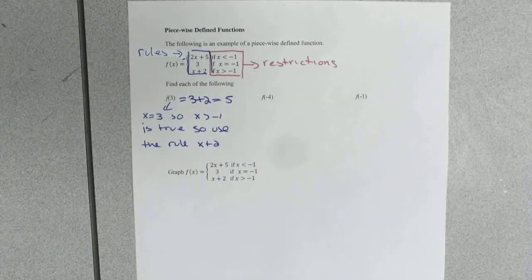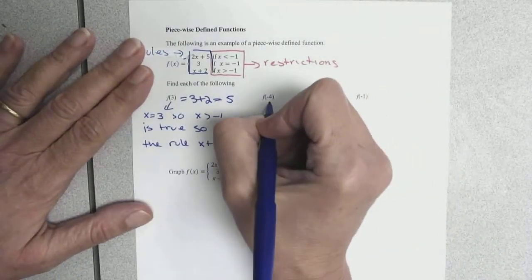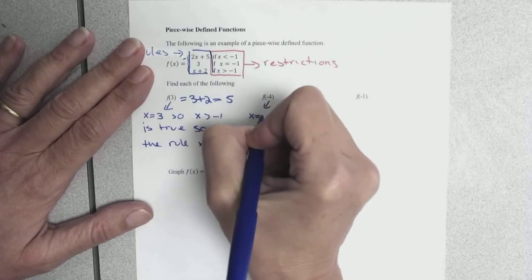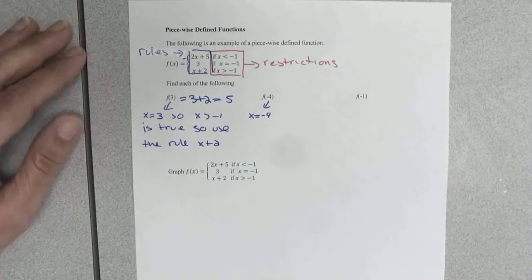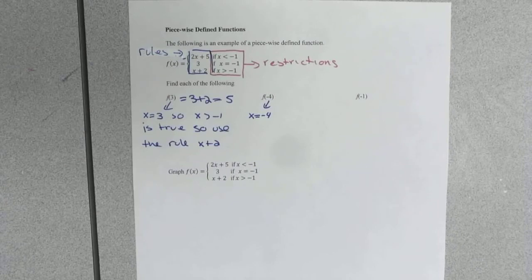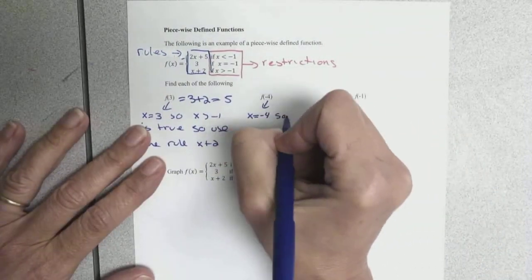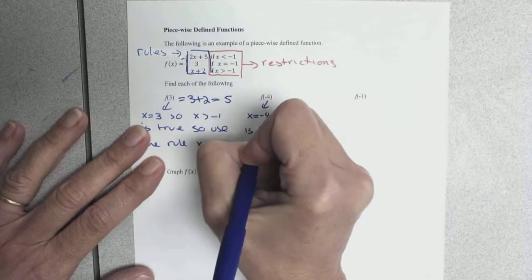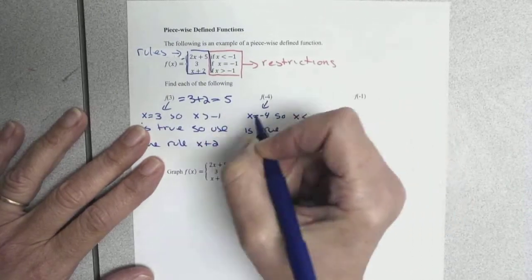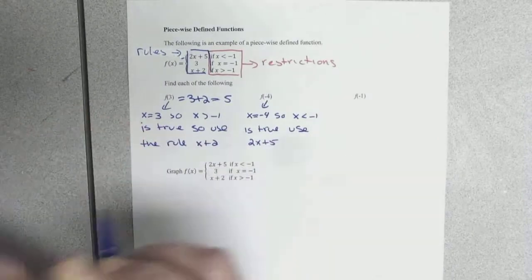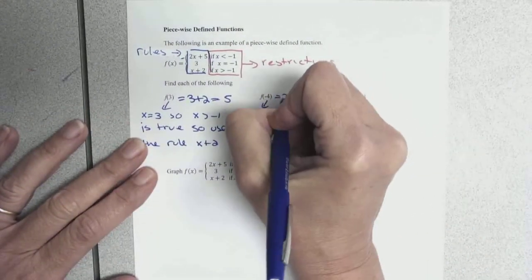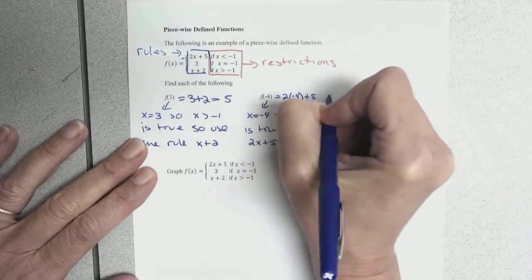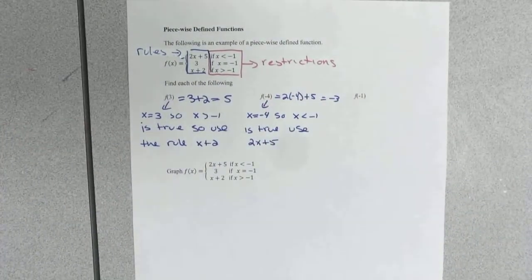Now, if this were a test question, which it won't be because this is just algebra, all I would be expecting to see is 5. Everything else is thought process. Same idea here. x's go in, so my x value is -4. Then I look at my restrictions, and x less than -1 is true. So I should use 2x plus 5. So f of -4 is 2 times -4 plus 5, or -3.